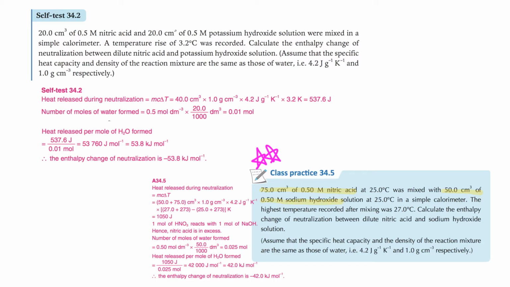Still, their ratio should be 1:1, but you can see that there is a limiting and excess concept in it. So when you deal with it, you need to tell me which one is in excess. In this case, 1 mole of HNO3 reacts with 1 mole of NaOH, so nitric acid is in excess.